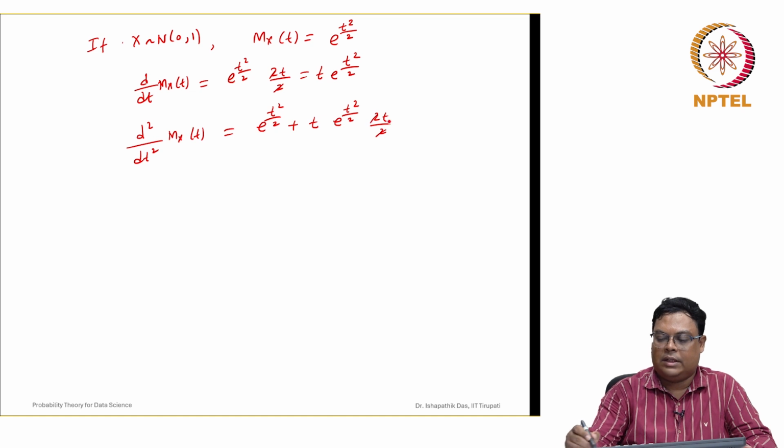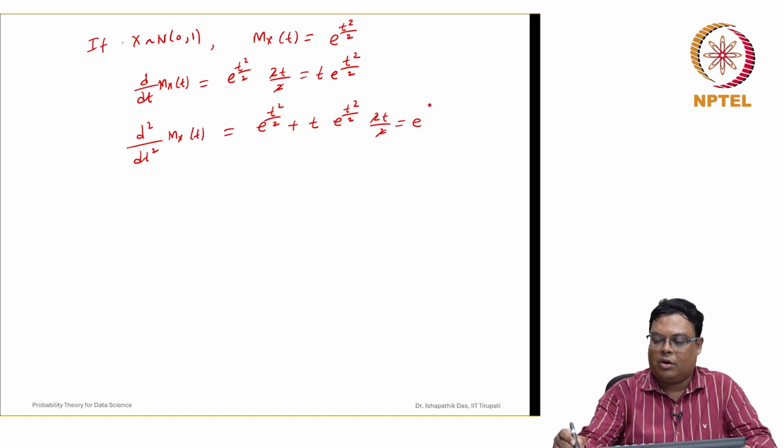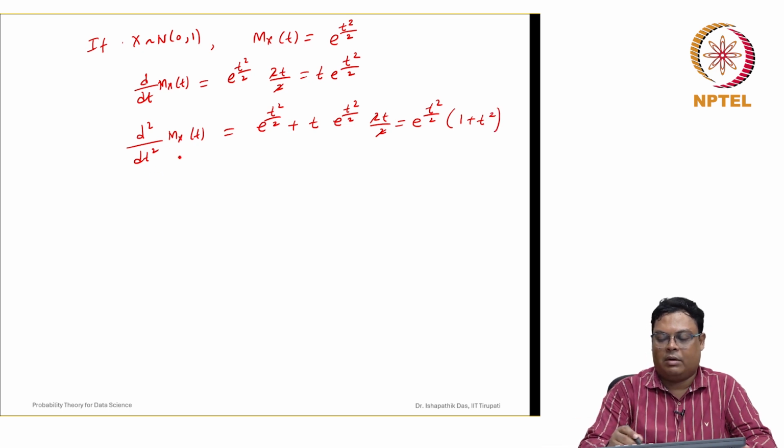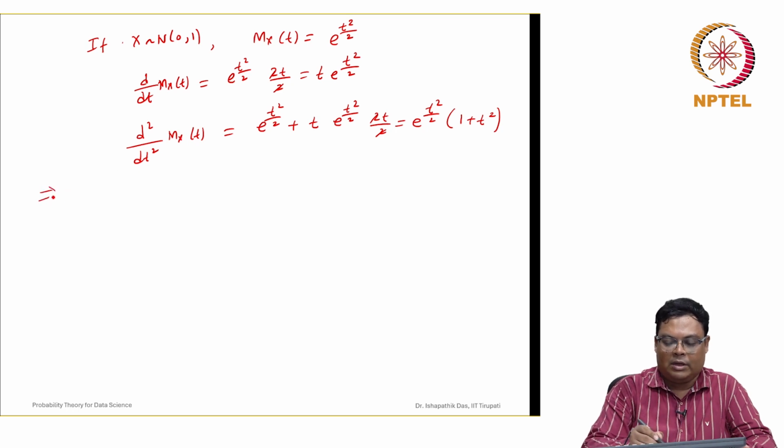So then the simplified form is e to the power of t square by 2 plus... if we take the common e to the power of t square by 2, then 1 plus t square. So this is the second order moment, the second derivative actually. Then from here we can find the first order moment, the expected value of x, so the mean is equal to the expected value of x, which is nothing but mu1 dash.